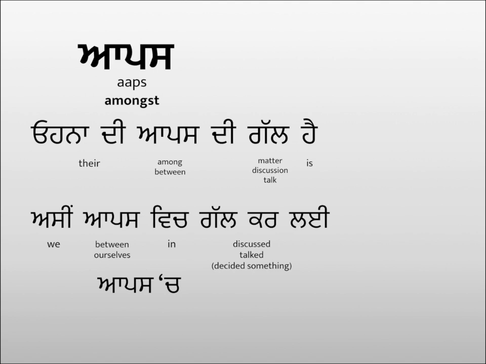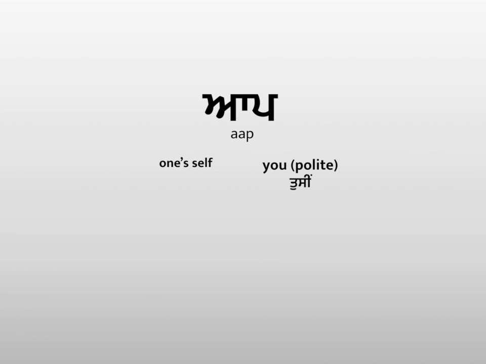Another good thing to know is that the word aap, it means oneself, but it can also be used to mean you in the polite form, the same way that we say ਤੁਸੀਂ. Usually they say this in Hindi, but you can also use it this way in Punjabi.